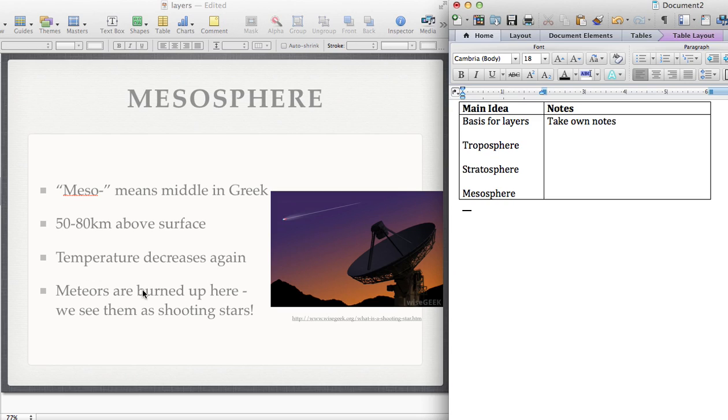And this is where meteors burn up. Even though the density is really low, it's dense enough that as these meteors come into the atmosphere, they heat up and burn up as they come in. The way I remember it, meso and meteor both start with M. Pretty easy to remember that as a fact about this layer.